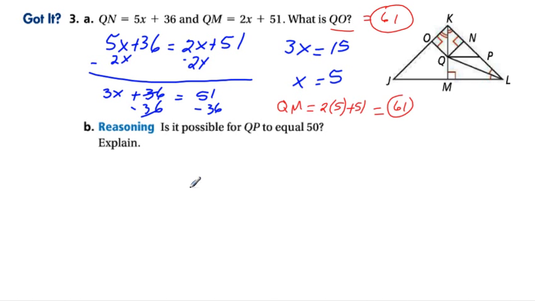Now, the second part of this question says, is it possible for QP to equal 50, and explain? Well, 50 is smaller than 61. And 61 is the shortest distance. Remember we talked about that in one of our previous lessons, that the shortest distance from any point to the side of a triangle is the perpendicular distance. And so no, it is not possible to have that distance be shorter than the perpendicular distance.